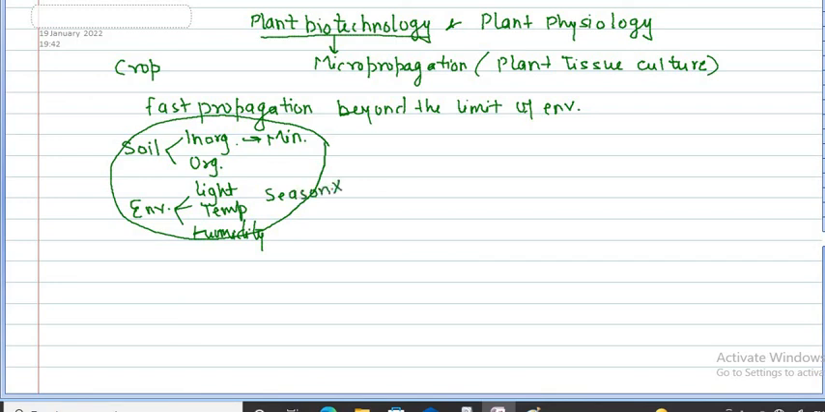हमें कोई सीजन नहीं चाहिए अपने क्रॉप को ग्रो कराने, और हमें सॉइल की भी जरूरत नहीं है. Means we can set a soil-less culture, but there are many soil-less culture techniques in biological science, that is hydroponics and aeroponics and so on.